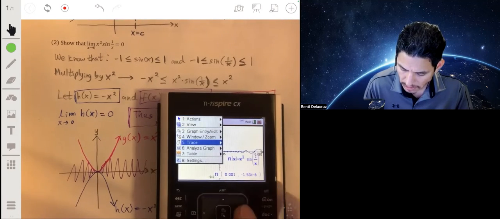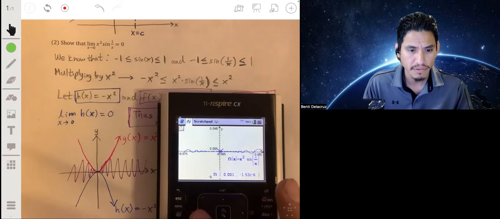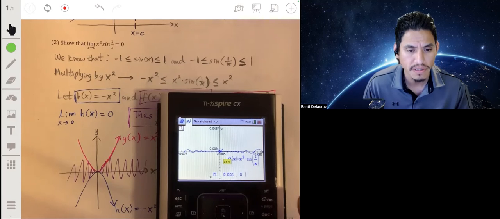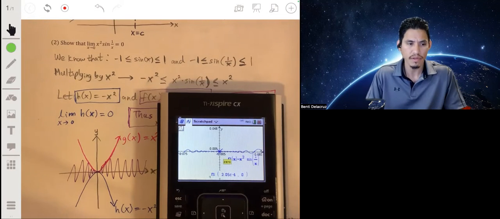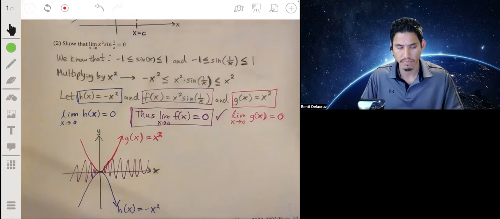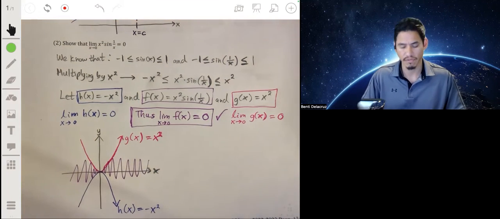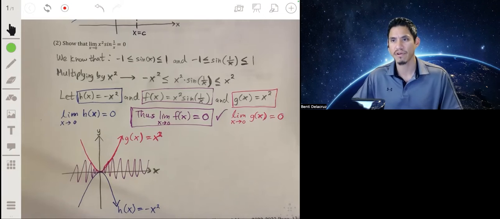Menu trace. The graph is having a hard time figuring out what's going on. Earlier it was showing that it was undefined. But see, it's super hard for this graph to even figure out what point to trace on this, because this graph does some craziness. So that's why we use this theorem when it comes to stuff like this. So always graph this stuff if you have a graphing calculator, again, to reinforce your understanding.